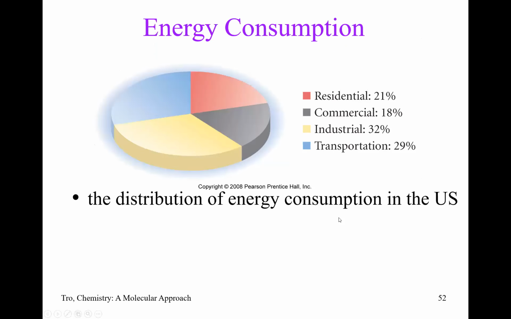Okay, but it's not really a philosophy class. So again, the first copy of this book came out in 2008. So these numbers are a little bit debatable and probably change a little bit. And also these are meant for the mainland. They're not meant for Hawaii. But anyway, you can see residential, commercial, industrial, and transportation.